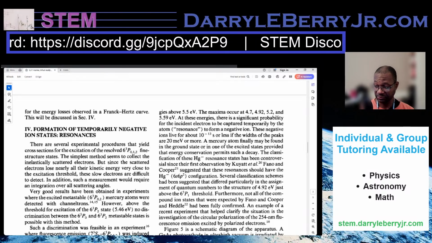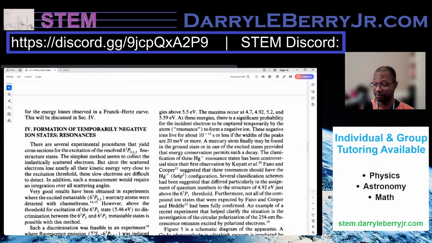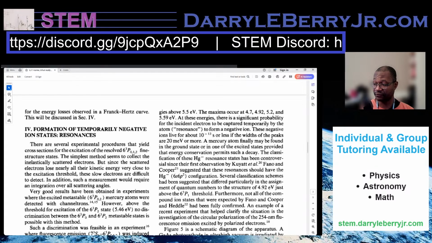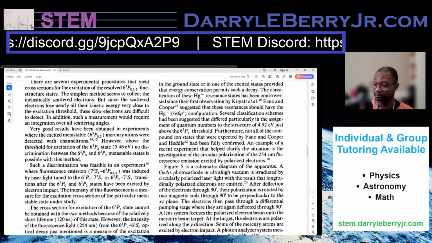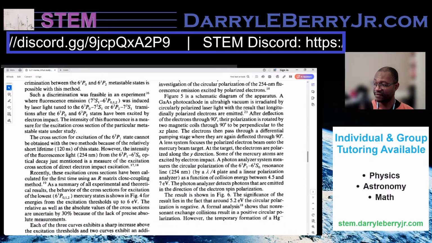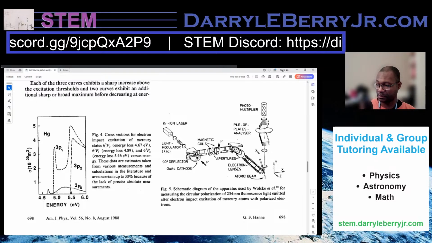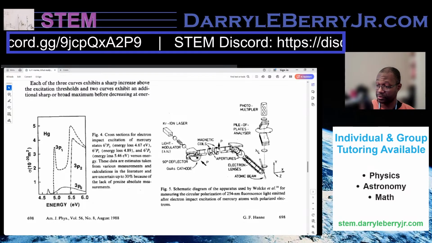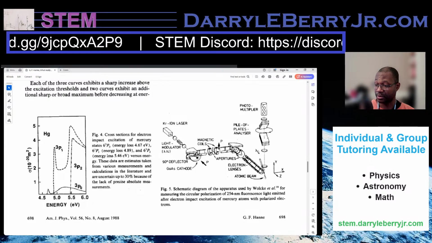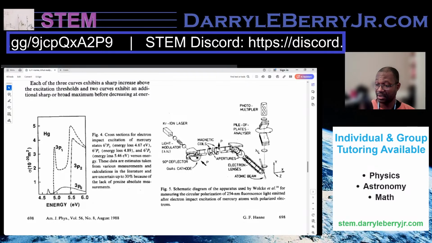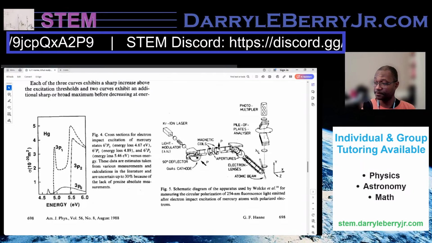An example of a recent experiment that helped clarify the situation is the investigation of the circular polarization of the 254 nanometer fluorescence emission excited by polarized electrons. And let's check figure 5 first before we talk about it. So we have a schematic diagram of the apparatus used by Wolcke et al. for measuring the circular polarization of 254 nanometer fluorescence light emitted at the electron's impact excitation of mercury atoms with polarized electrons.